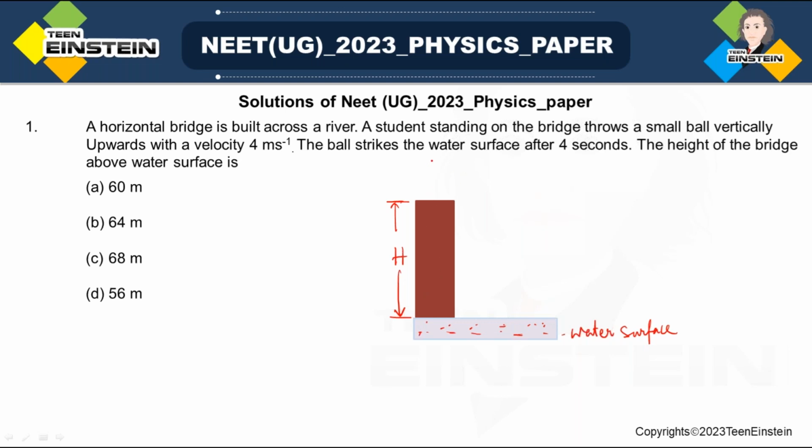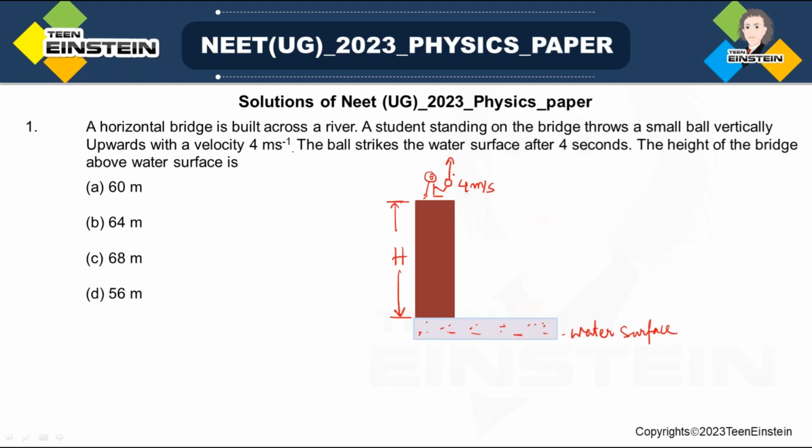Now a boy is standing here, and he is throwing a ball straight upward like this. He is throwing the ball with a certain initial velocity, that is 4 meters per second. Now the question is, the ball strikes the water.